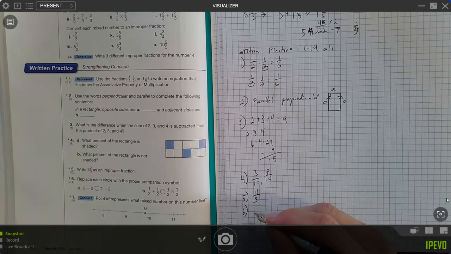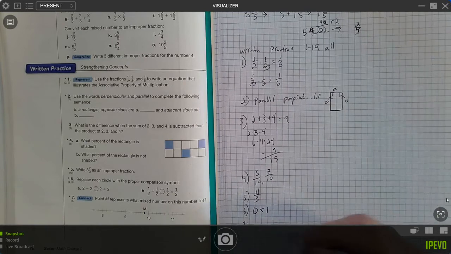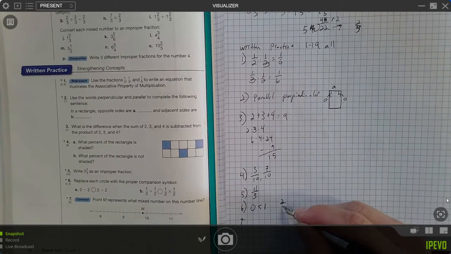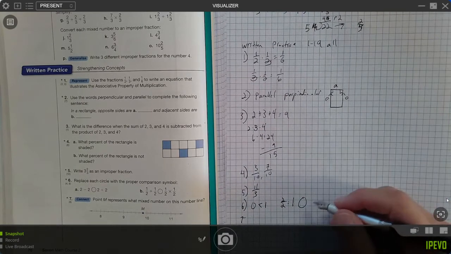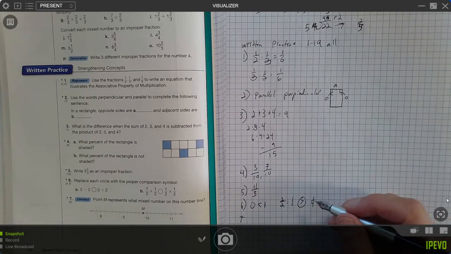6, replace each circle with the proper comparison. 2 minus 2 is 0. 2 divided by 2 is 1. So 0 is less than 1. The other one is 1/2 plus 1/2 is 2 over 2, or 1. 1/2 times 1/2 is 1/4. 1 is greater than 1/4.